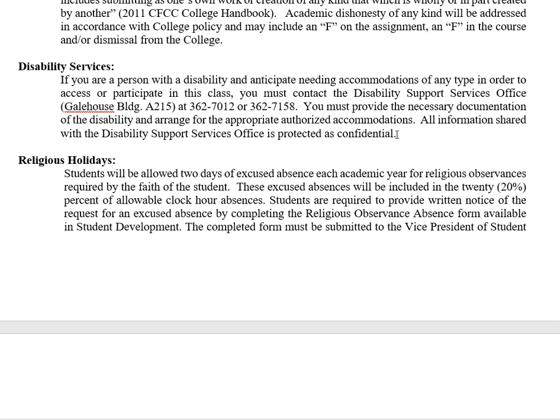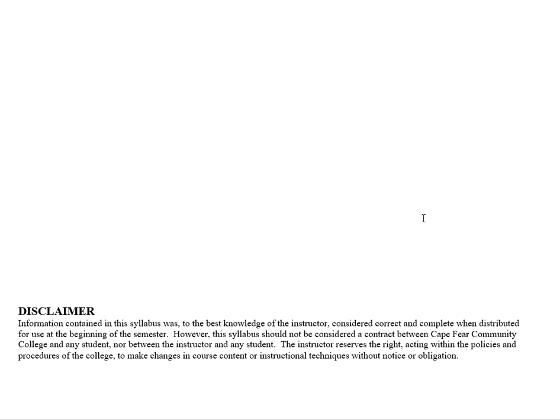Everything is held in high confidential levels. We never release your names or anything, so no one will ever know in the class what's going on. Religious holidays, again, that's a paragraph that you can read on your own as well.